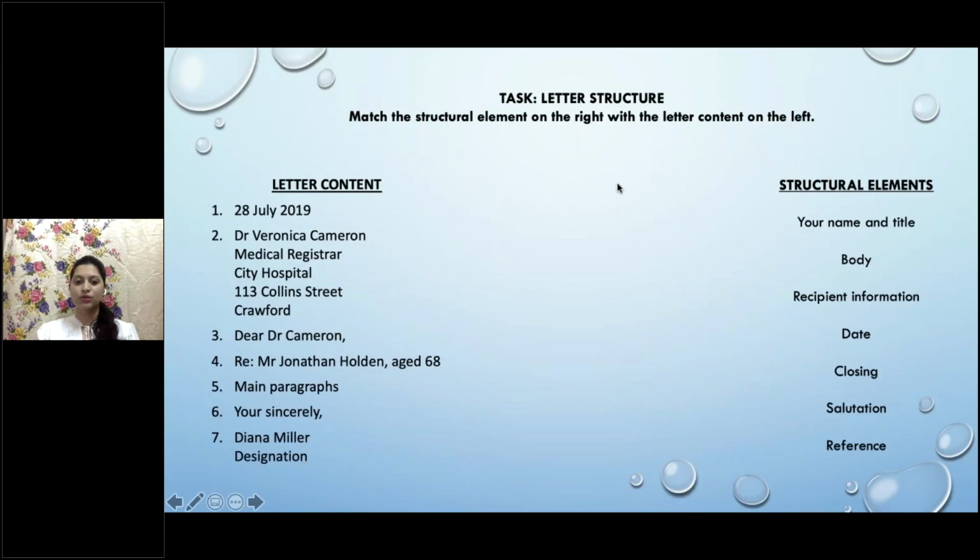All right. So the structure of the letter is really important. So here is a little task. Match the structural elements on the right side with the letter content on the left side. I will give you 30 seconds. Just check, assess yourselves, just see what comes after the other. Try to put it in a format, and then we can check the answers. And then I will give you the right way to structure your letter.